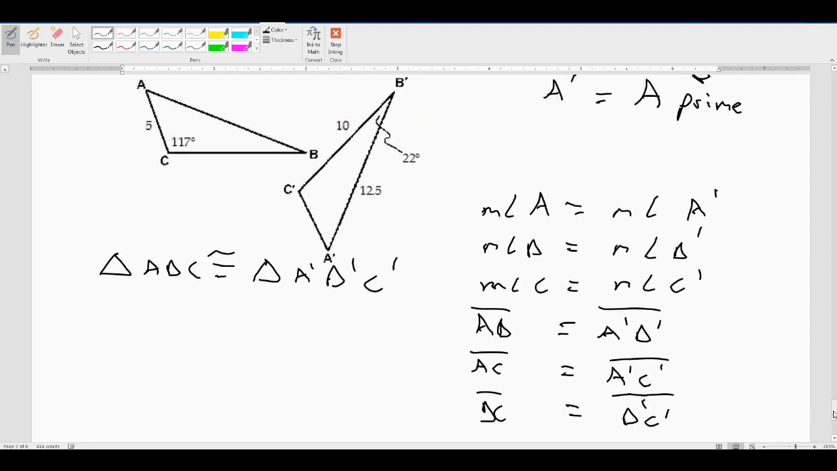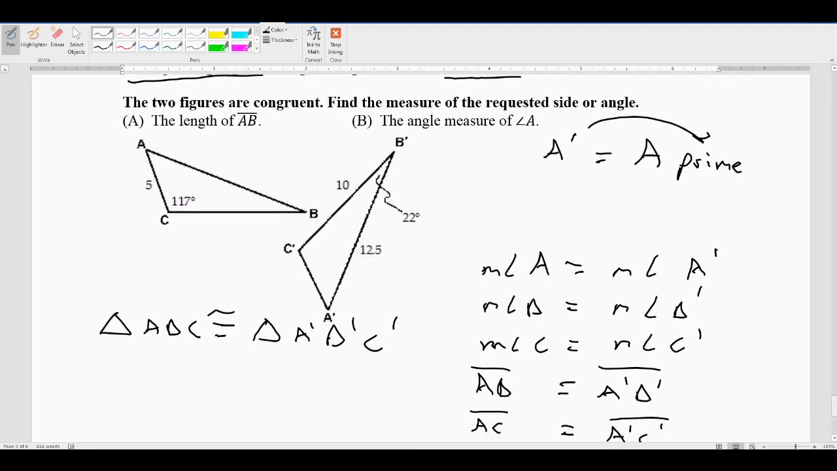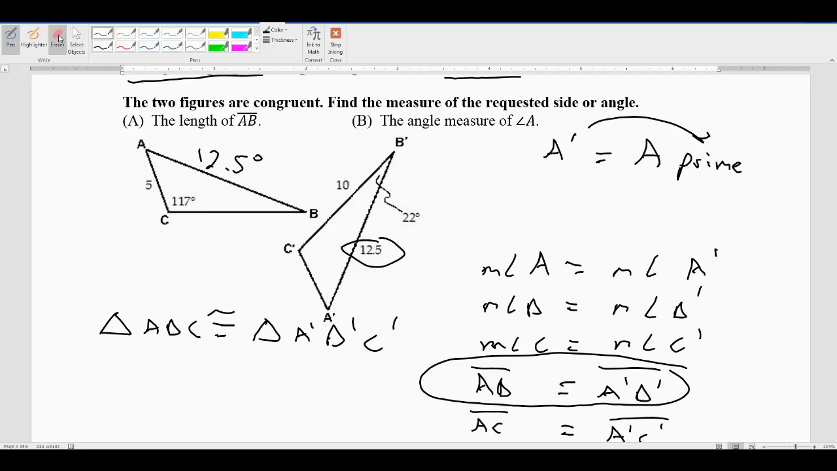So now you go up here, and I could actually probably do everything, but I don't need to. So the length of AB, well, it's the same as A prime, B prime. Well, A prime, B prime is 12.5, so that means that is 12.5. That is not an angle. 12.5. That's it. Just got to see how they relate. And the measure of angle A, I don't know. A prime is what it equals. I don't know that one either. However, what do we know?